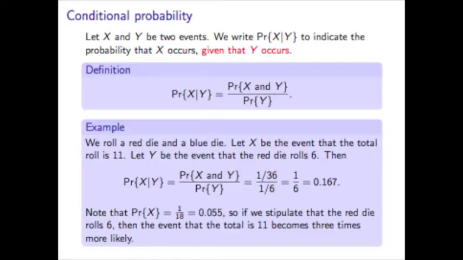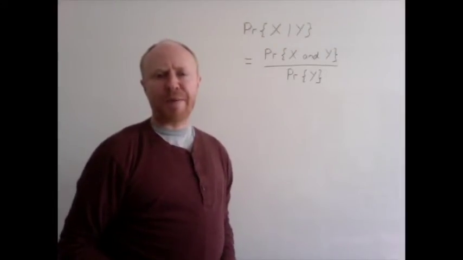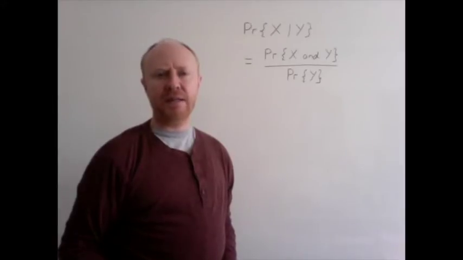That number is 3 times smaller, so by applying the condition that the red die must roll 6, we triple the chances of getting a total of 11. Now let's think about what the conditional probability means when we have independent events.